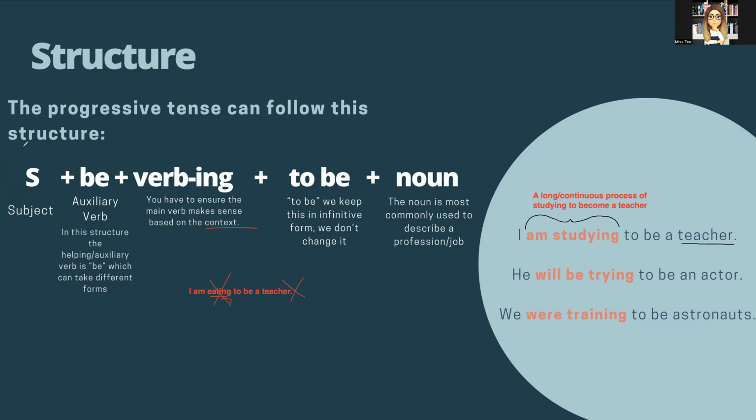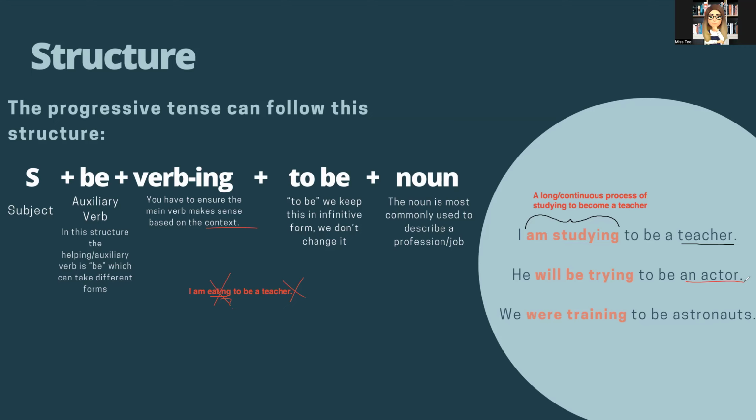That's wrong. He will be trying to be an actor. So now we've changed the tense a little bit, but we still have trying. Then we have to be, then our noun, an actor. And many people want to be an actor, but they don't succeed.